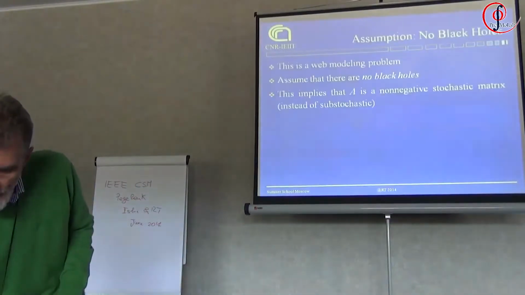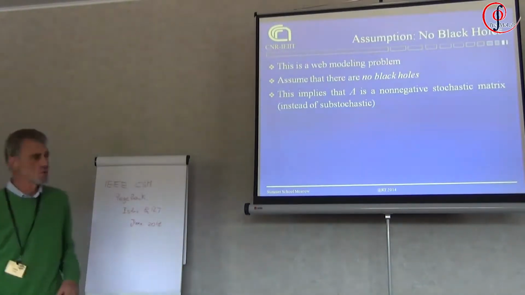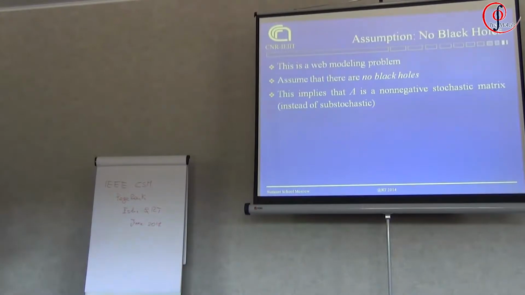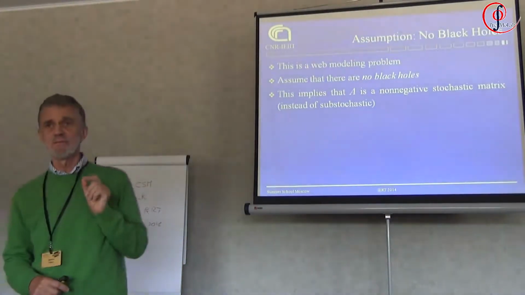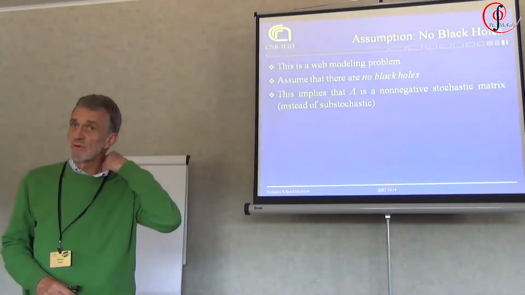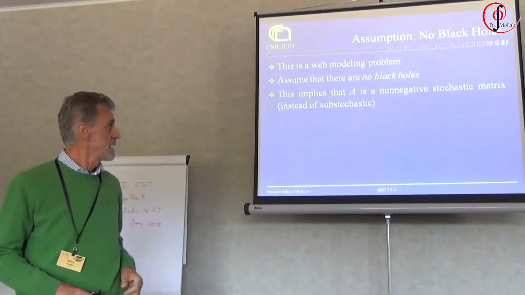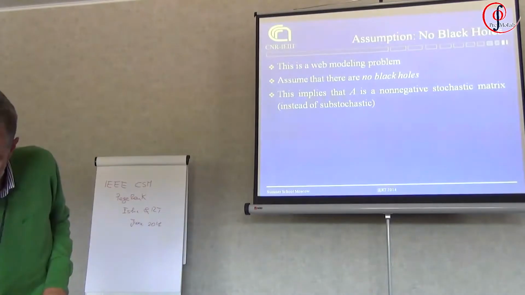Okay. So far, so good. How you model this black hole is a different issue. Anyway, the important thing is that A is now a non-negative matrix, non-negative in the sense that all the entries are non-negative, and it's a stochastic matrix in the sense of column stochastic.